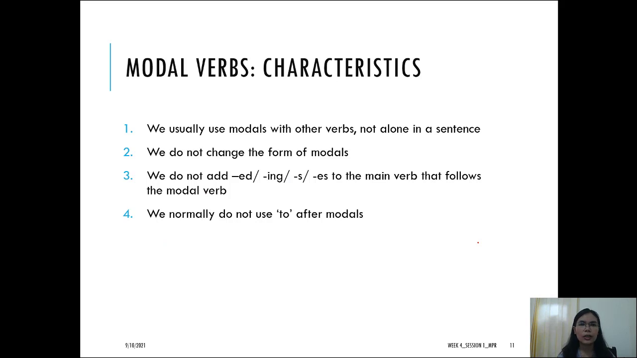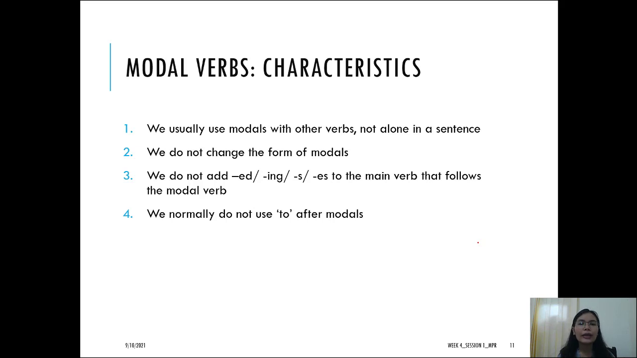Now, the characteristics of modal verbs, there are 4. The first one is we usually use modal verbs with other verbs, not alone in the sentence. So for example, you cannot say "I must." You cannot really say must without any other verb following it. And then we cannot change the form of the modals, unless, for example, you can change can into could, but could itself is actually a modal.